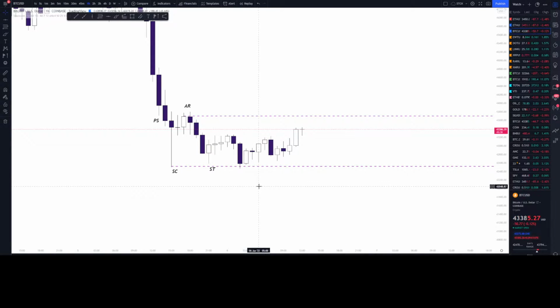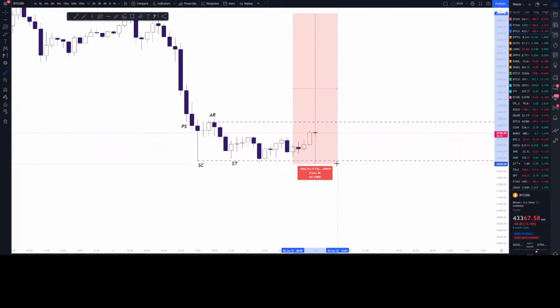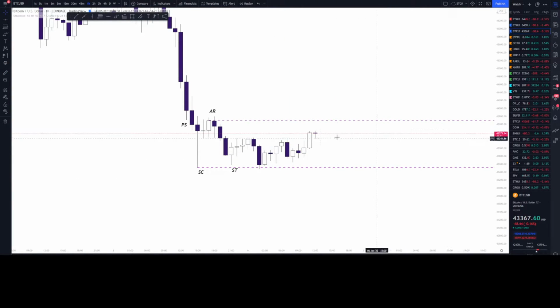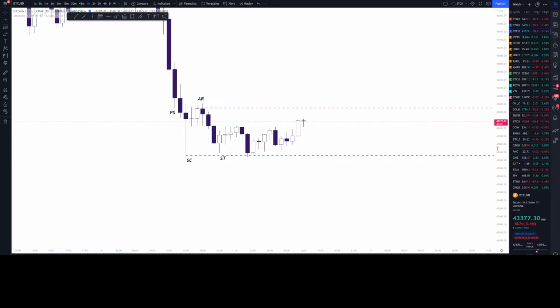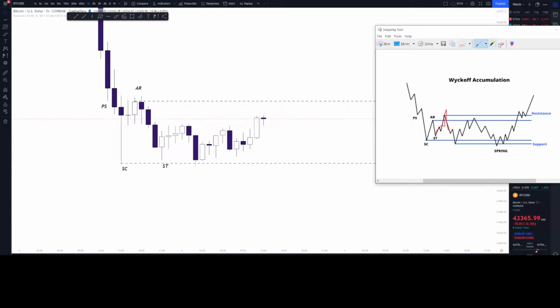All right, guys, here is the Bitcoin 1 hour lead chart. After we dumped a good 10%, it looks like there's a little consolidation here. So what are we trying to do? Well, we're trying to figure out whether this is a Wyckoff schematic by any measure.